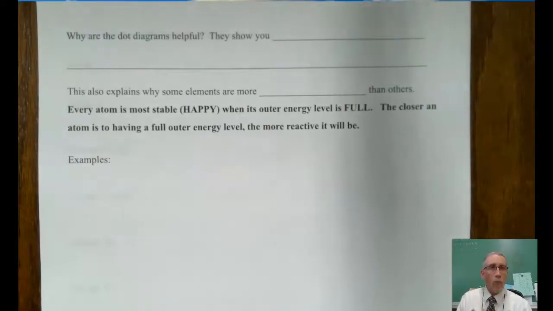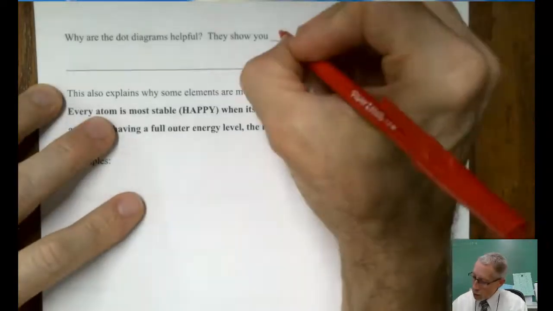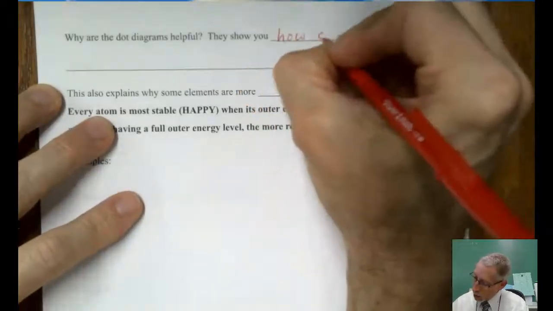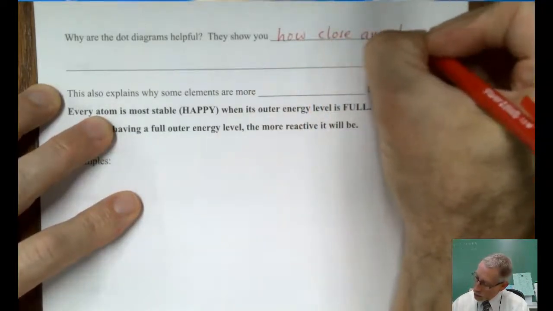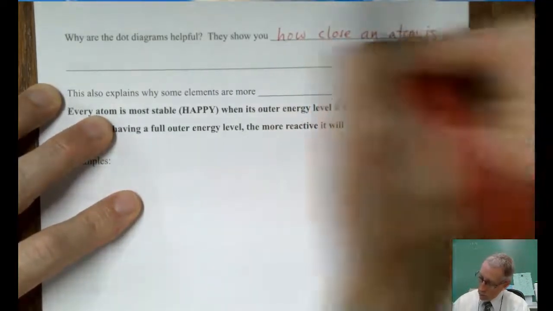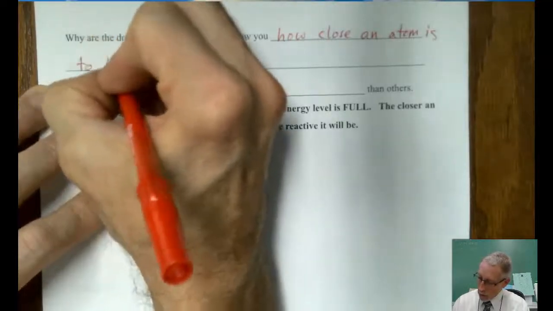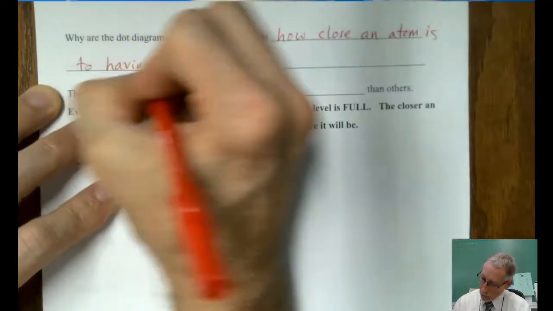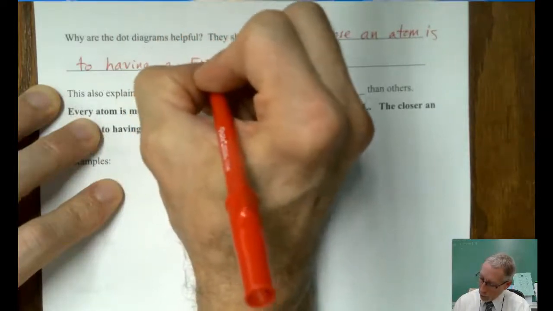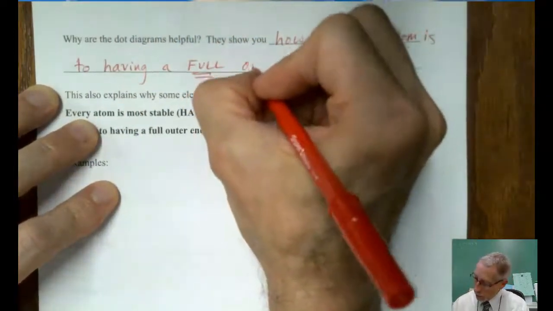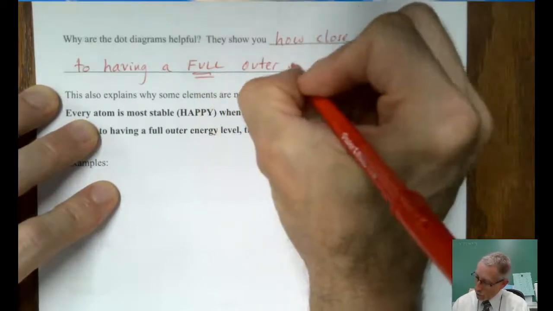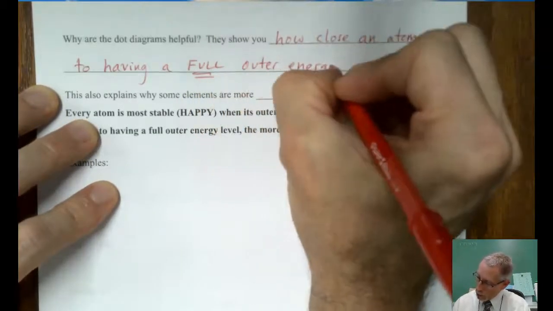So what's helpful about these dot symbols? First of all, they're much easier to draw, but they show you something important. They show you how close an atom is to having a full, and that's an important word, I capitalize it, a full outer energy level.